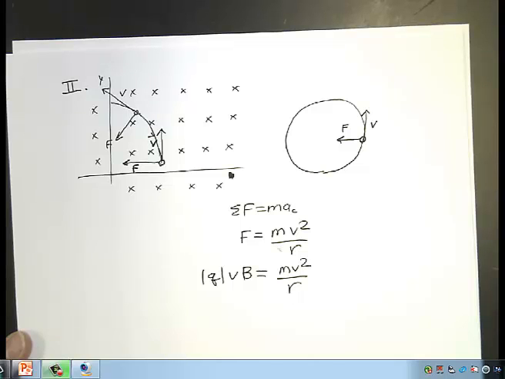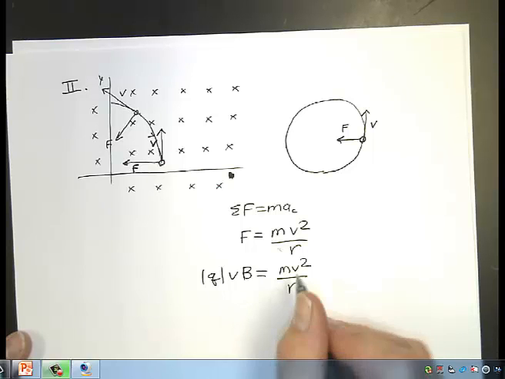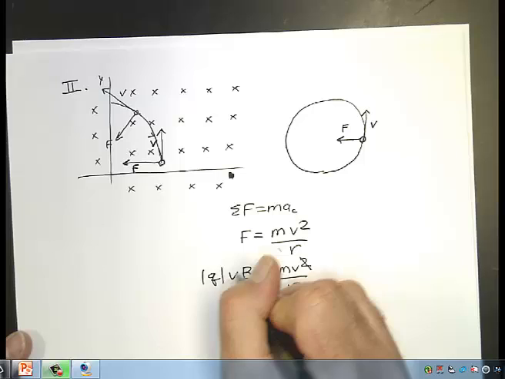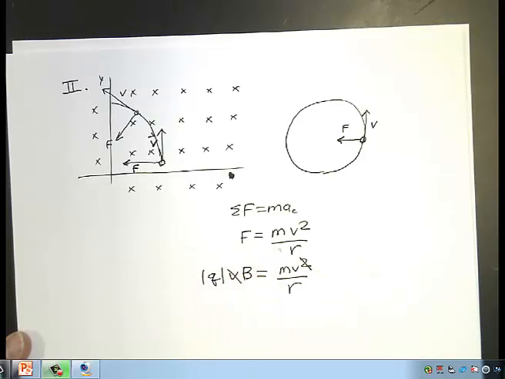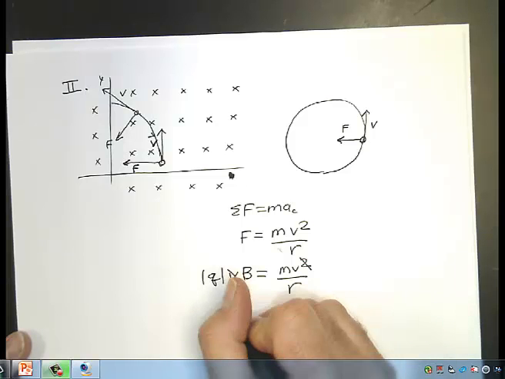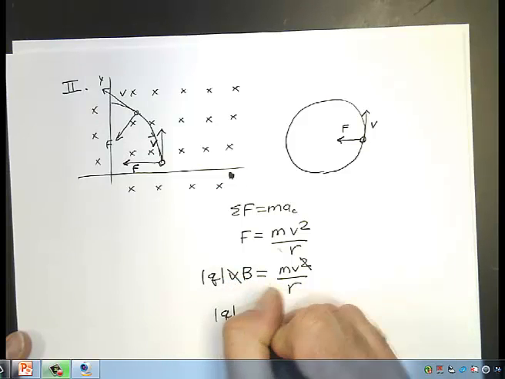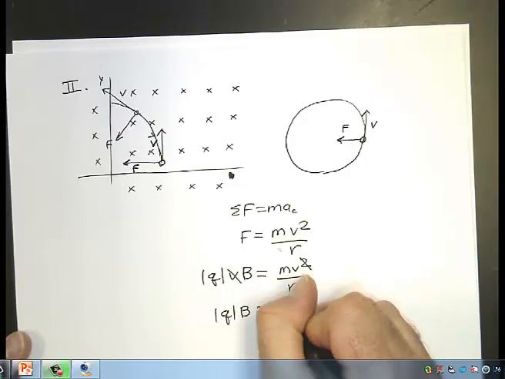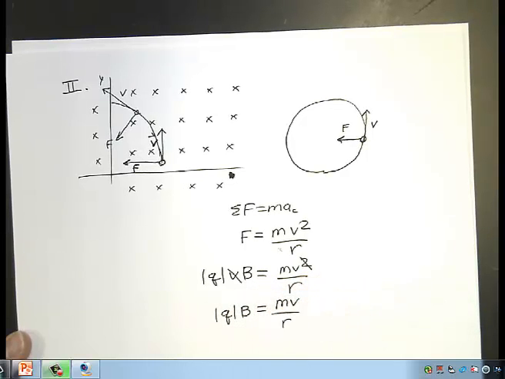Okay. Now, if we rearrange this slightly, well, first thing we notice is we can lose one of our velocities, and we end up with qB equals mv over r. Okay. And rearranging slightly, we note that the radius of curvature of this thing is r equals mv over qB.